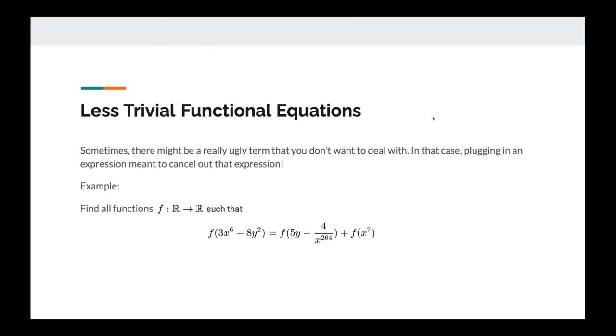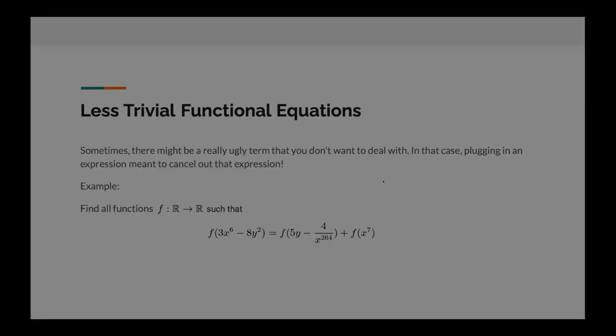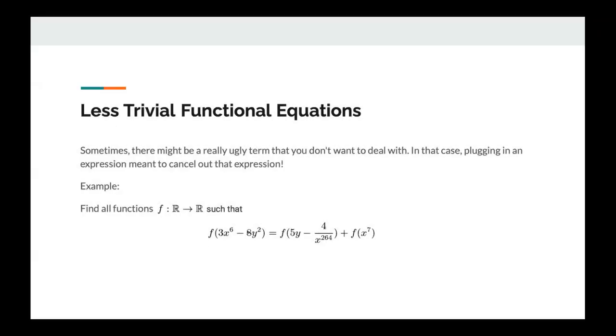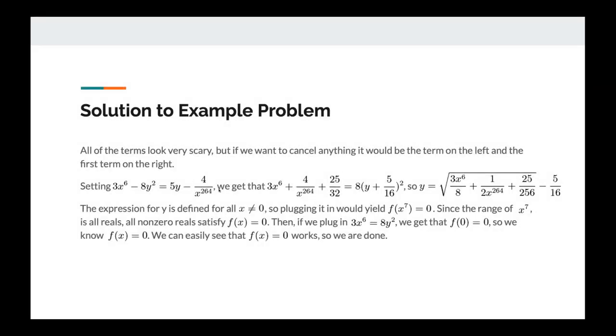Well, if there are no solutions to this problem, we can talk about the solution. The solution revolves around canceling the first term over here and the first term on the right. In order to cancel the first term with the first term on the right, we want to set them equal to each other, so we set them equal and solve for y. In this case, we get a really complicated expression, but the important part is that y is defined.